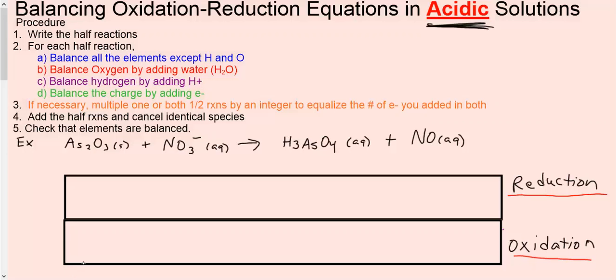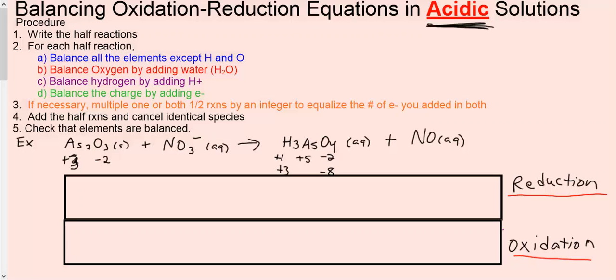First thing we need to do is determine the reduction and oxidation half reactions. Oxygen here is -2. 2 times 3 is -6. Therefore, this must be +3. Oops, +3. On this side, we'll assign oxygen -2, so that'll be -8. We'll assign hydrogen +1, so that'll be +3, -8.